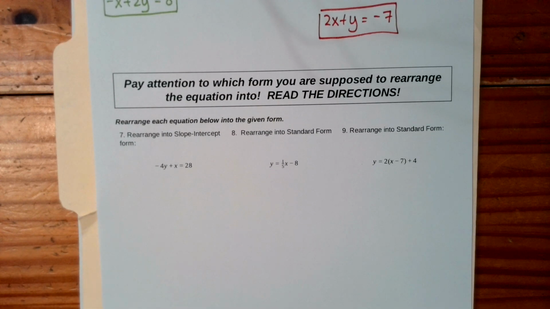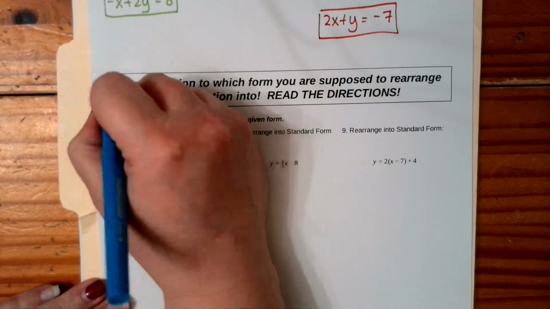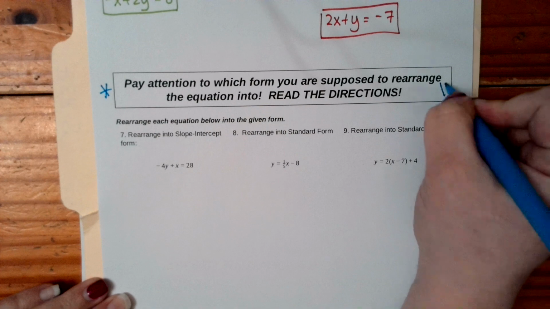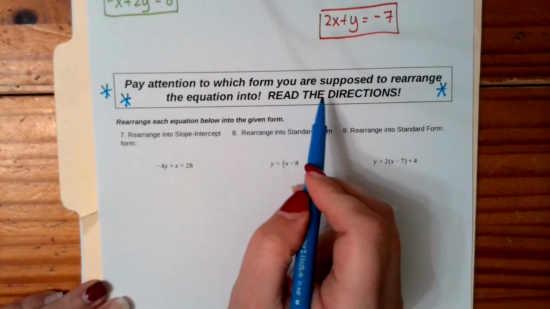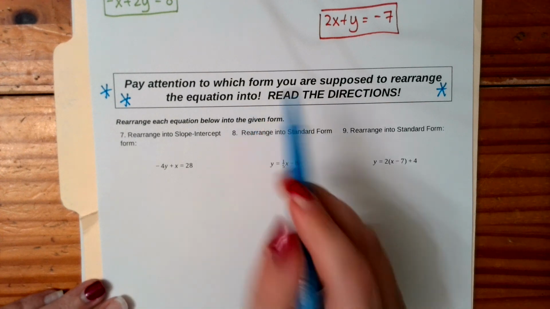This part here is so important, you guys. Please, please, please put some stars next to it. Highlight it if you've got a highlighter. This is really important. You need to pay attention to which form you're supposed to rearrange the equation into.